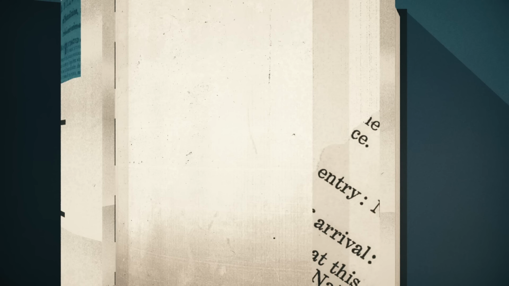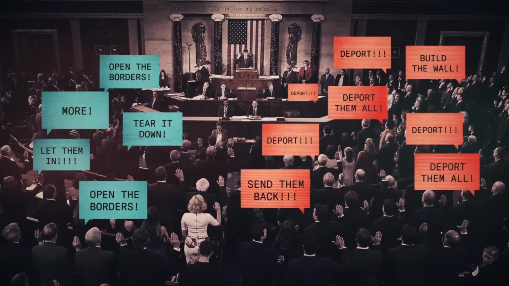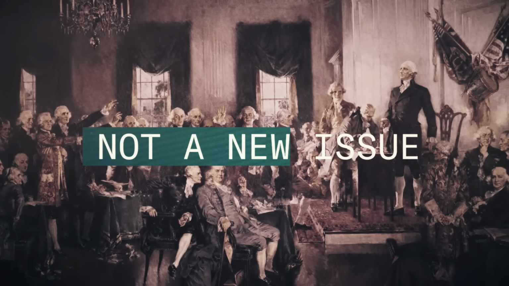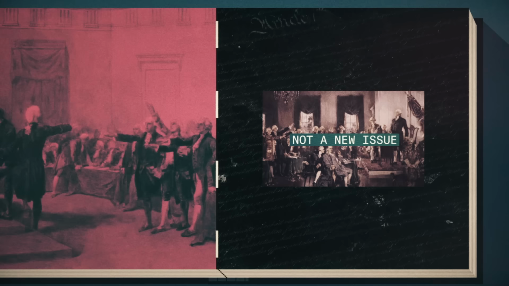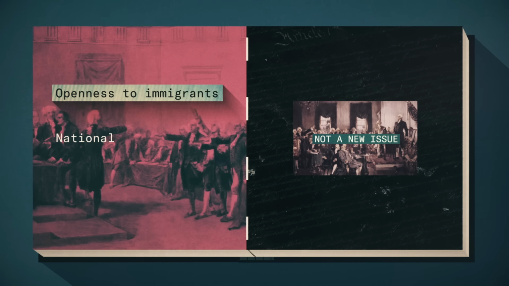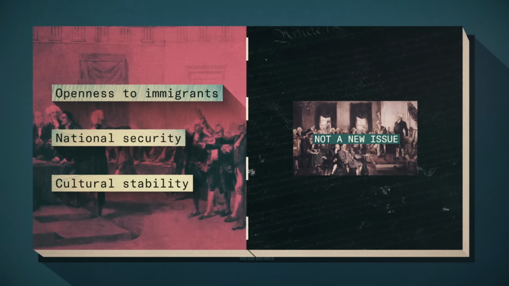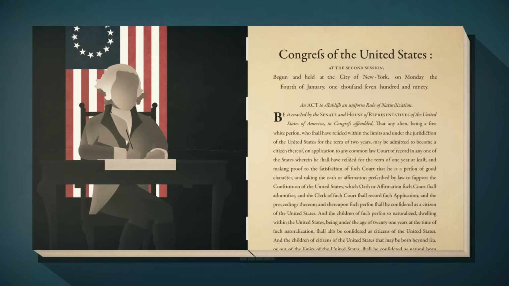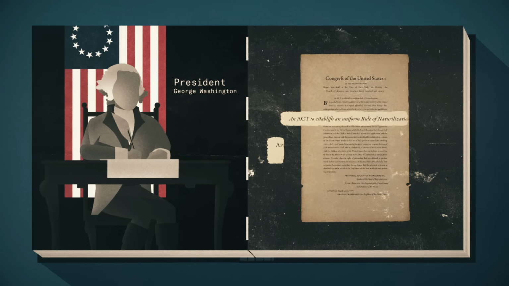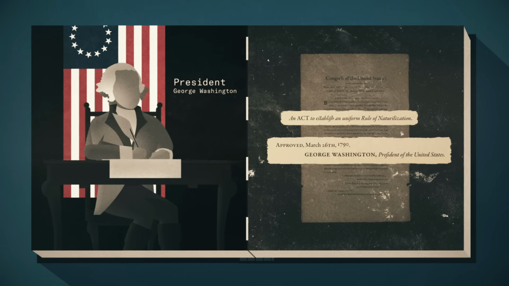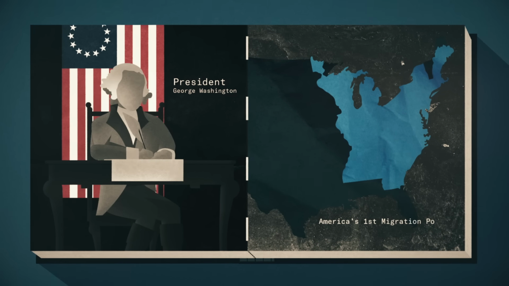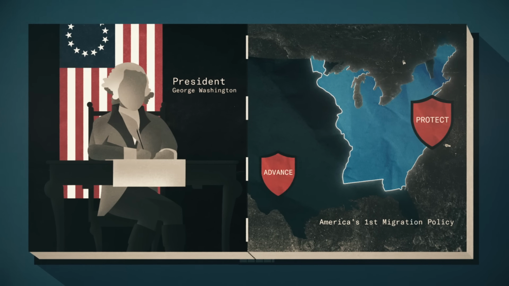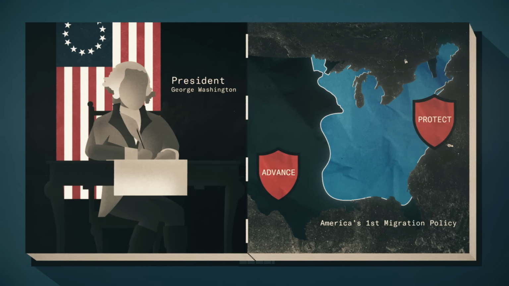Immigration policy in the United States is a highly contentious issue, but it's not a new issue. America has been grappling with how to balance openness to immigrants with a desire for national security and stability since our nation's founding. In his first term, President George Washington signed the Naturalization Act of 1790 to establish America's first migration policy, one that protected and advanced the national vision.